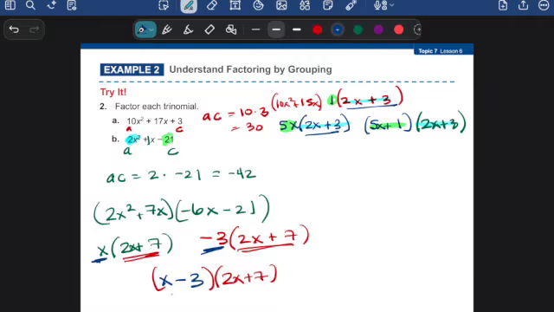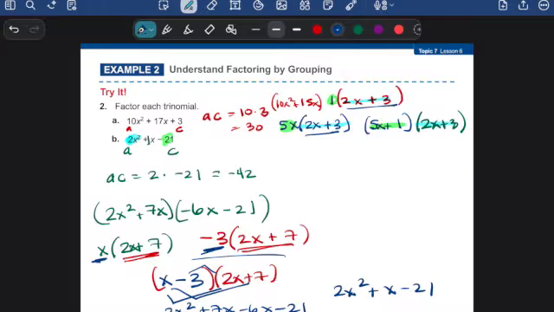And if we check, we can check by distributing. X times 2x is 2x squared. X times 7, that's positive 7x. This is minus 6x and minus 21. Yes, that would give me 2x squared plus x minus 21. That's my original polynomial. So we did factor it correctly. So here's your final answer.